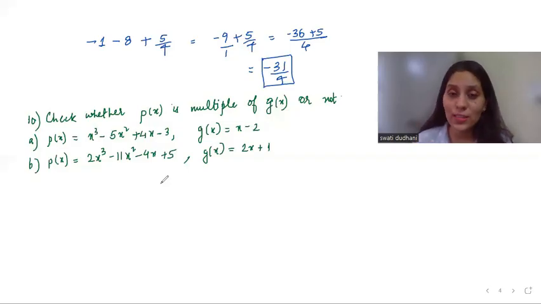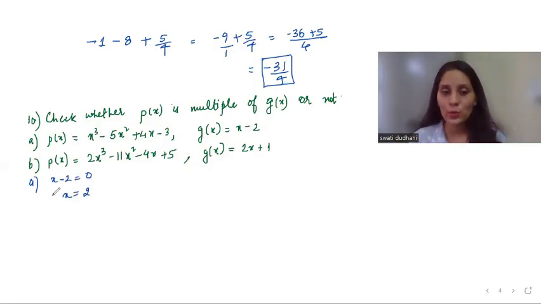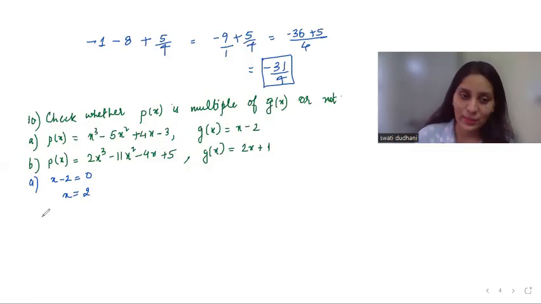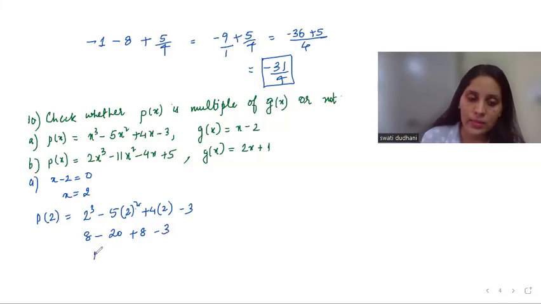First step is to find the zeros of the divisor. So zeros of the divisor, that is x minus 2 equal to 0. From this, x equal to 2. And the second step is substituting this value in the dividend. So P of 2 is equal to 2 cube minus 5 into 2 square plus 4 into 2 minus 3. 8 minus, 2 2s are 4, 4 5s are 20, plus 8 minus 3. So 8 plus 8, 16, minus 20 minus 3 is minus 23. So 16 minus 23 will give you minus 7.